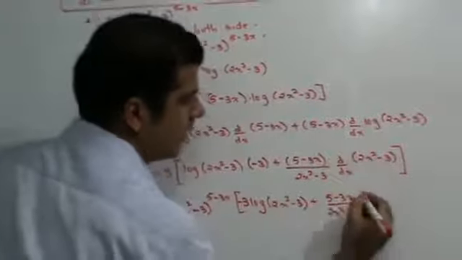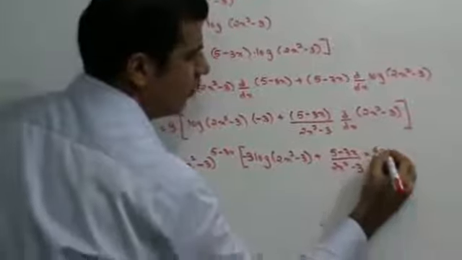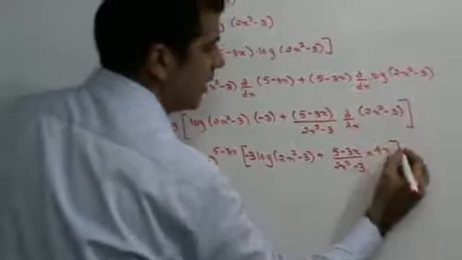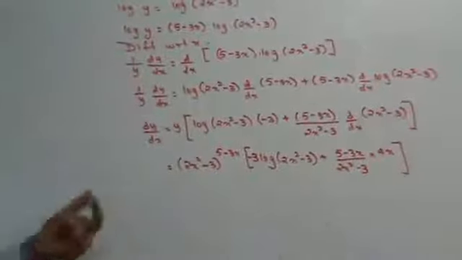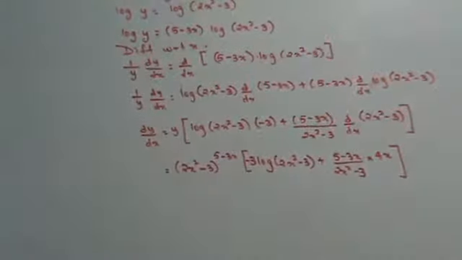2 as it is. d/dx of x² is 2x, so 4x. d/dx of 3 is 0. So that will be your answer. Simple sum. Right? Let's move on to the next sum, guys.